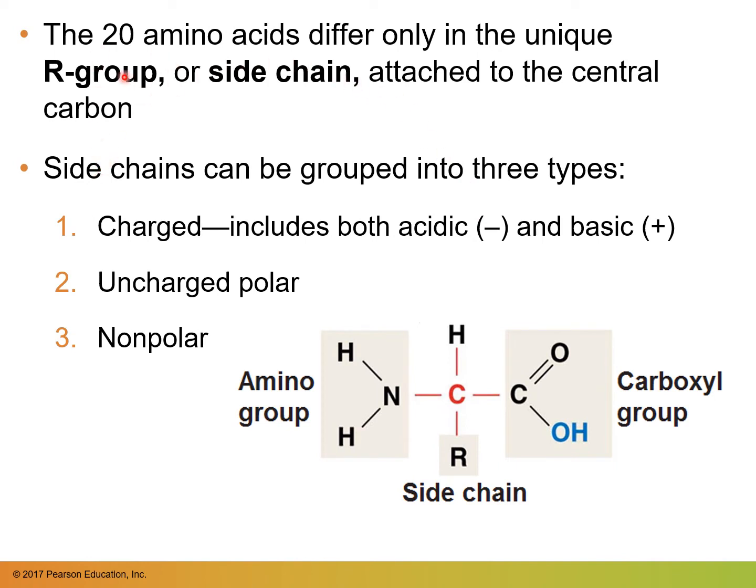Like I mentioned, every one of these 20 amino acids will have a different, unique R group. This is also referred to as a side chain, and this is going to be attached to that central carbon. Side chains can be grouped into 3 types. We can either have charged groups, which are going to include our acidic or basic side chains. We can have uncharged polar, and we can also have non-polar side chains as well.